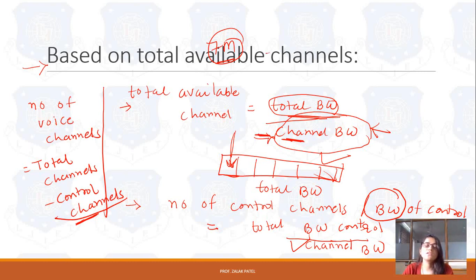So in the next session we will discuss examples related to this method and some other signal to interference noise examples related to unit number 2.